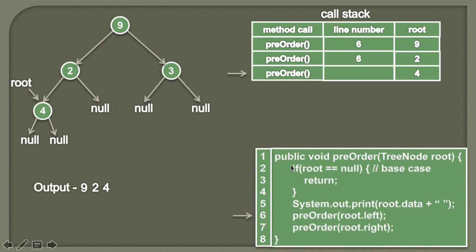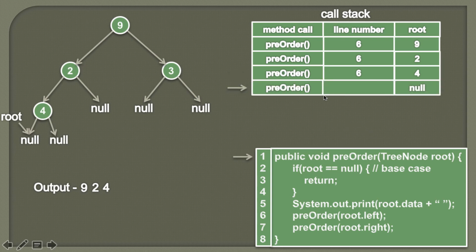And as we are leaving this pre-order now, we will keep track of the line number. So we are calling this pre-order again, and now the root would be null because we are traversing root left. So currently root is pointing to 4 and its left is pointing to null. So therefore our new root becomes null, and there will be one more method on the stack with the name pre-order, and the root would be null.